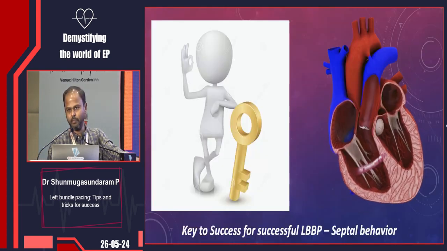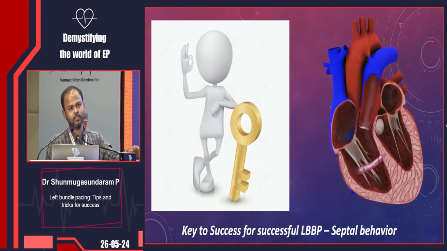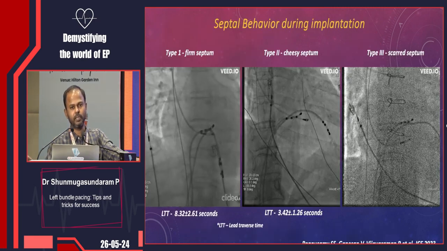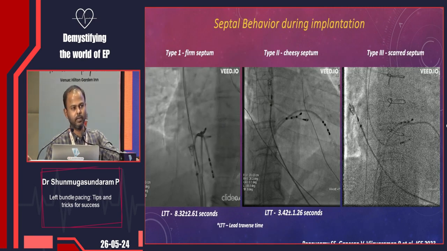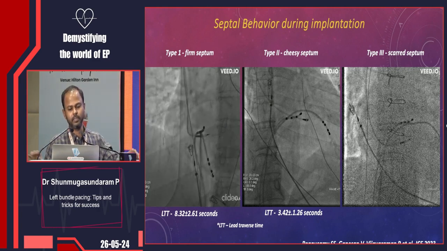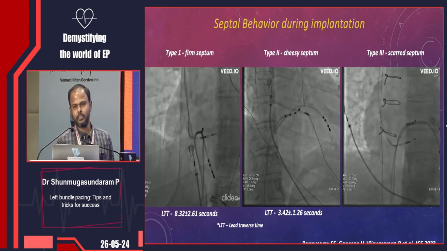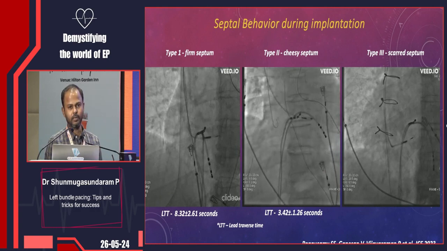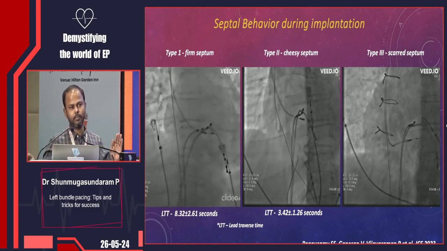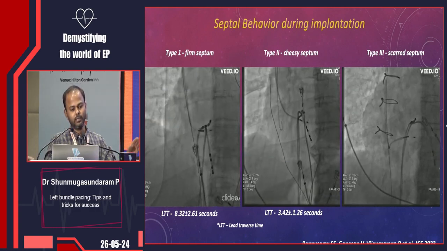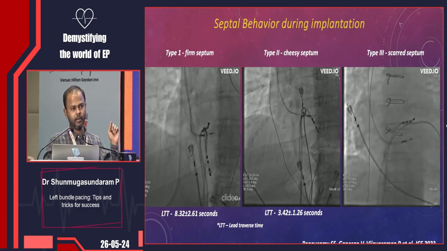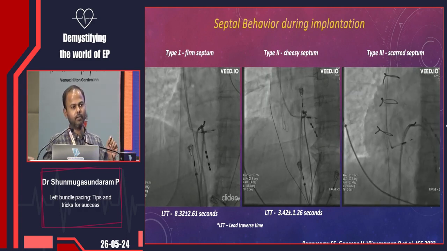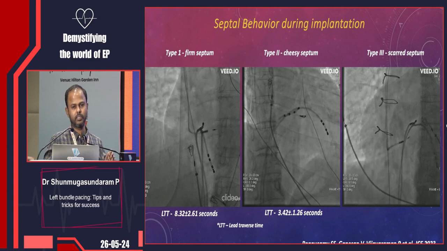So we know that the key for successful deployment is the septal behavior. We analyzed the septal behavior of close to 300 patients who got a left bundle branch pacing lead, and we came out with 3 different septal behaviors. Type 1 is the most common septum which we often encounter, irrespective of the underlying LV function. In type 1 behavior, you can give rapid rotation, and the lead will have a continuous but slow progression inside the myocardium.